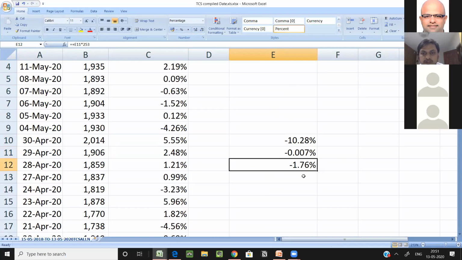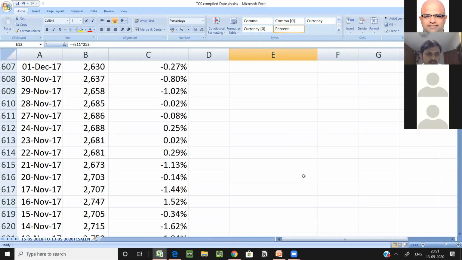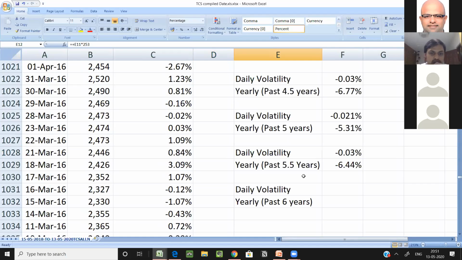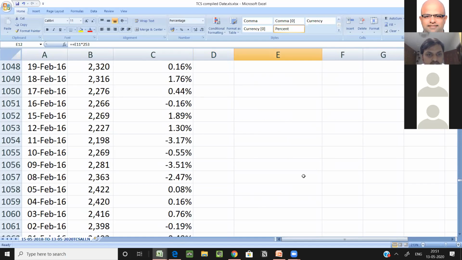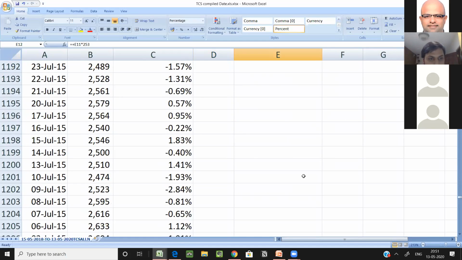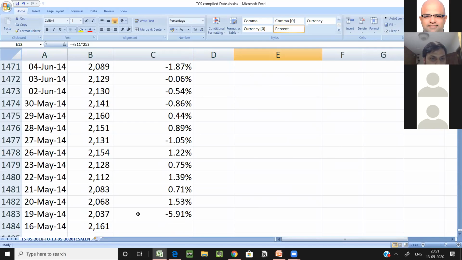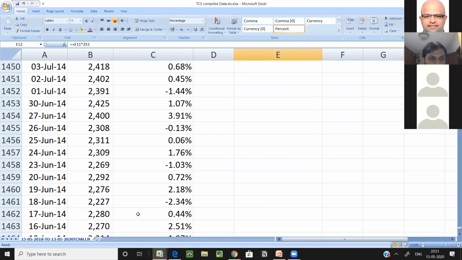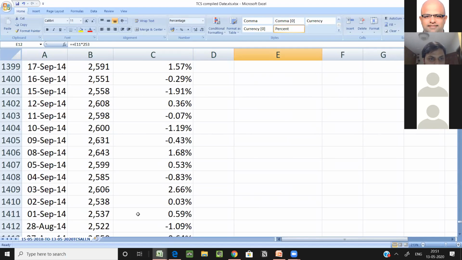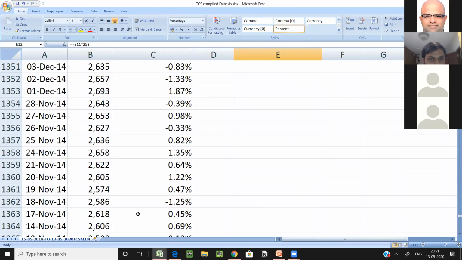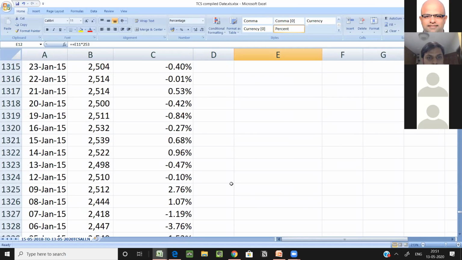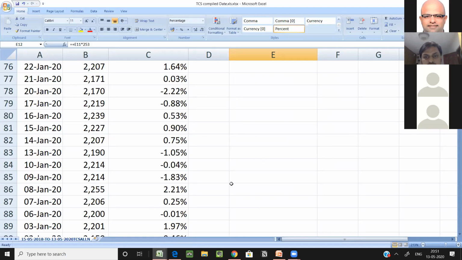Okay, so it's coming around 1.76% for the last year. Let me see if there was any significant event that made our data a little skewed. Okay, there don't seem to be much volatility if we consider the 6th year data. All right, 6th year, there don't seem to be any much volatility.